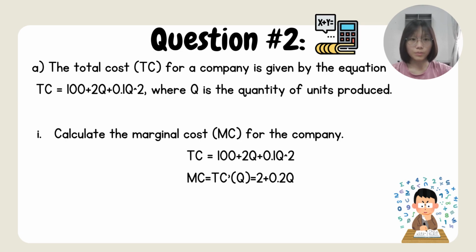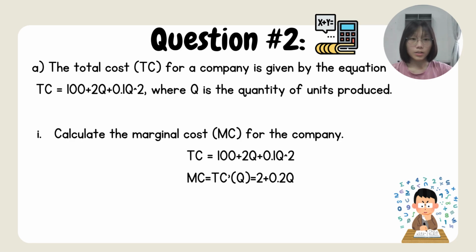Today I want to explain question number 2a. The total cost TC of a company is given by the equation TC equal to 100 plus 2Q plus 0.1Q squared, where Q is the quantity of units produced. Question number 1 is calculate the marginal cost MC for the company.